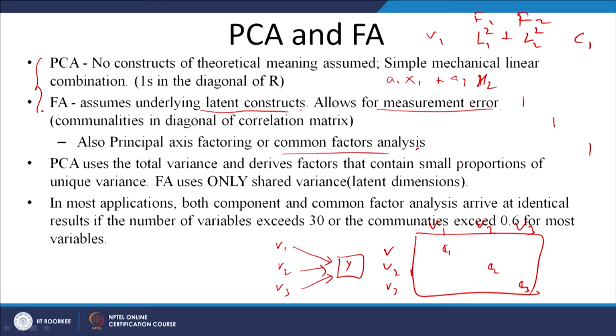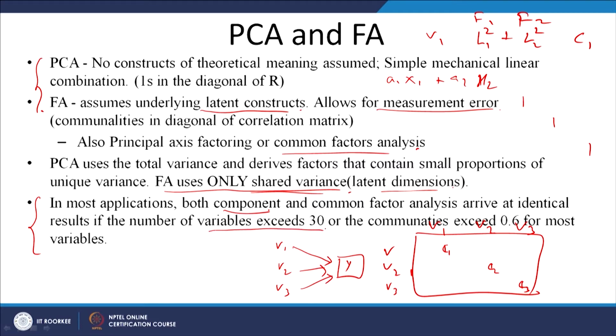It is also called common factor analysis. PCA uses the total variance, again I have said this, and derives factors that contain small proportions of unique variance. FA uses only the shared variance. In most applications, both component, meaning principal component, and common factor analysis arrive at identical results. This is very important, please note.